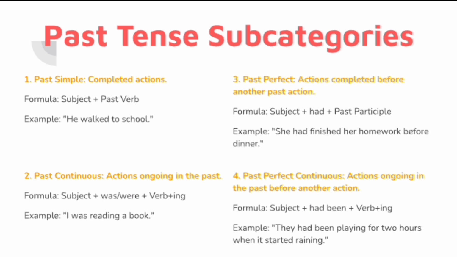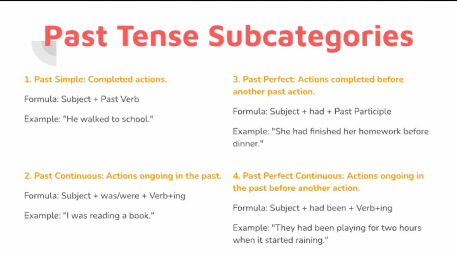Number 2, past continuous. This is for actions that were ongoing at a particular time in the past. The formula is subject plus was or were plus verb plus ing. For example, I was reading a book. Here the focus is on the fact that the action was in progress at that time.